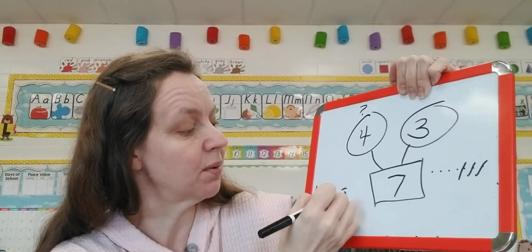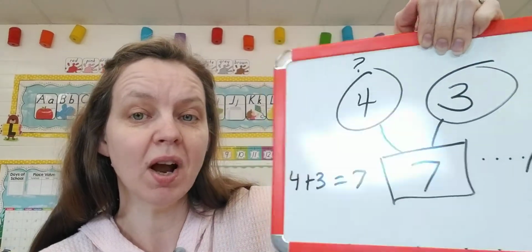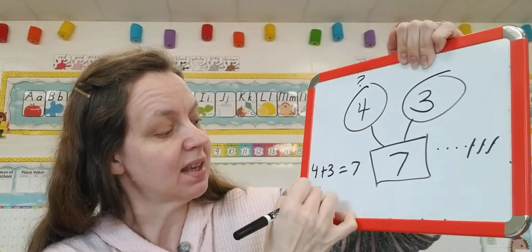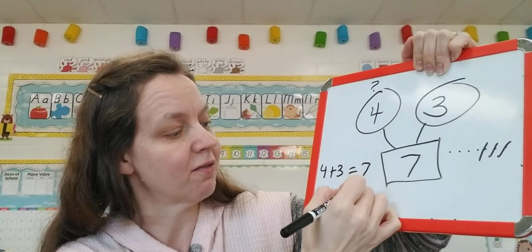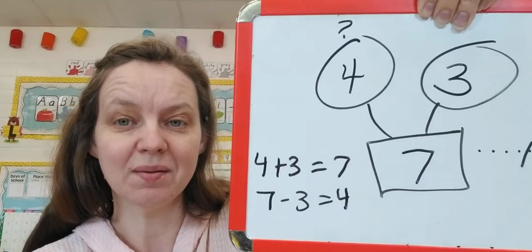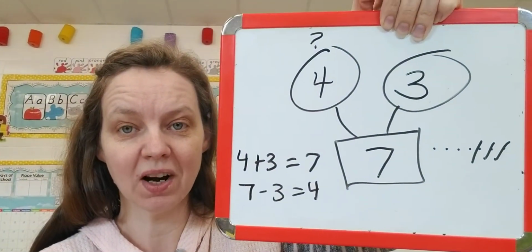So I can write my addition problem because I have my 3 numbers. 4 plus 3 equals 7. And then let's write that subtraction problem that we did to find that one. 7 minus 3 equals 4. Good. See, we can do an addition and a subtraction to figure it out.